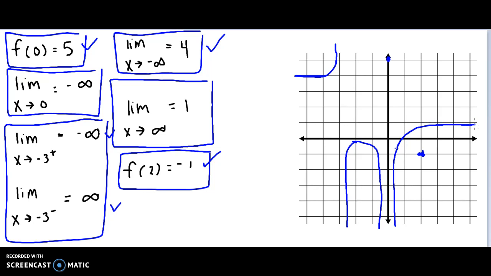Now, two things I need to remember are I need to pass the vertical line test. So here at f equals 2, I need to make a hole since we already have a function value at f equals 2. So with that hole, your graph is complete.